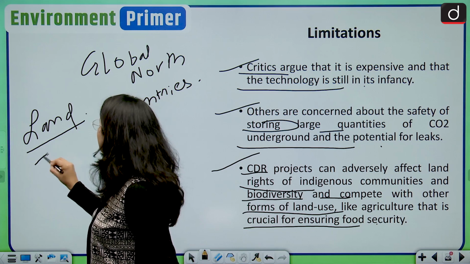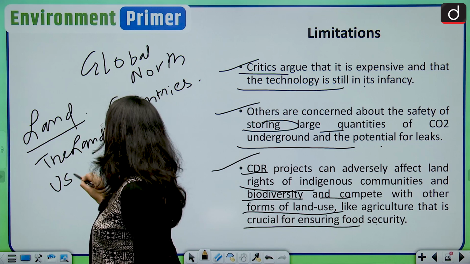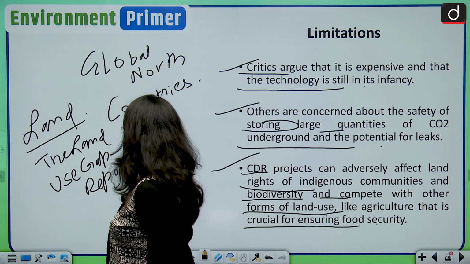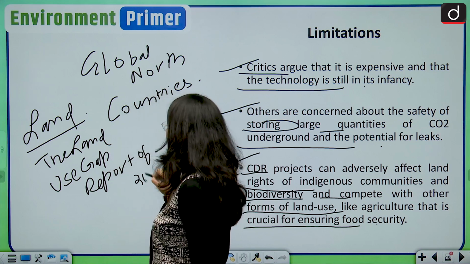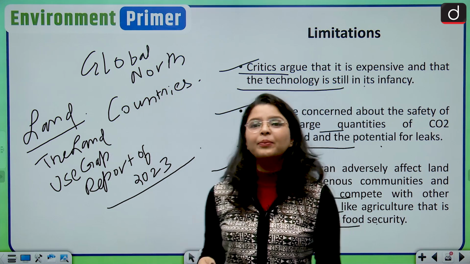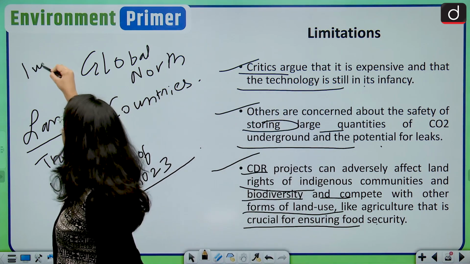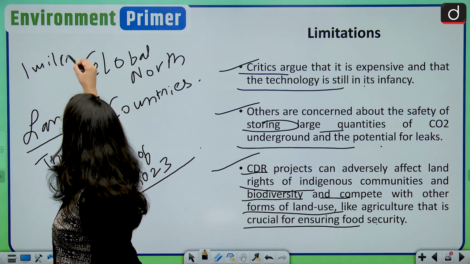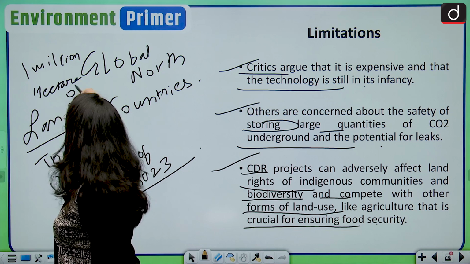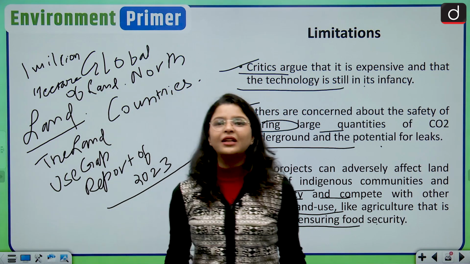So as per the Land Use Gap Report of 2023, the countries are planning to use 1 million hectares of land for conducting these CDR activities.